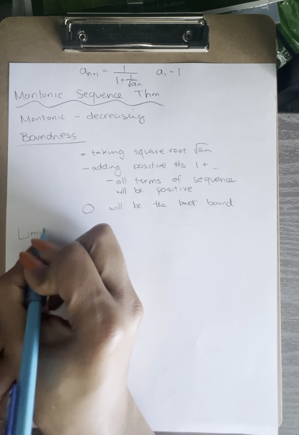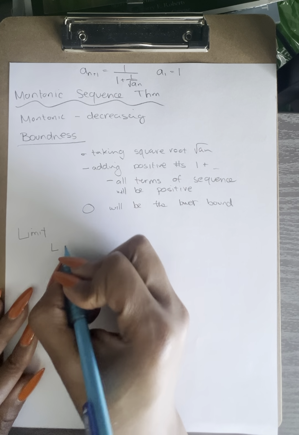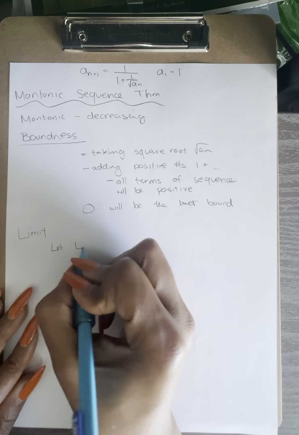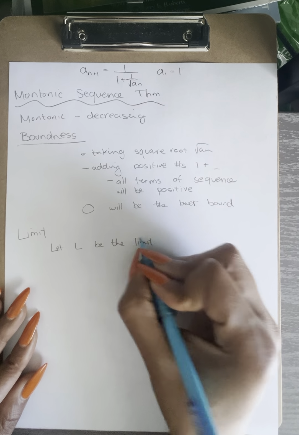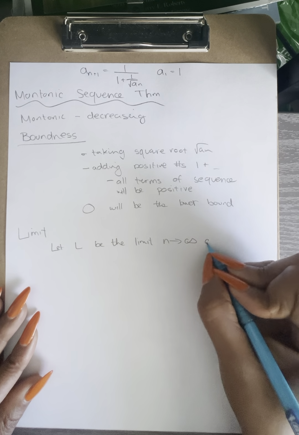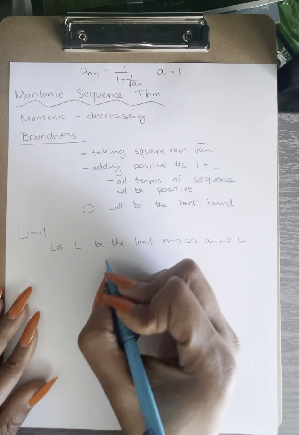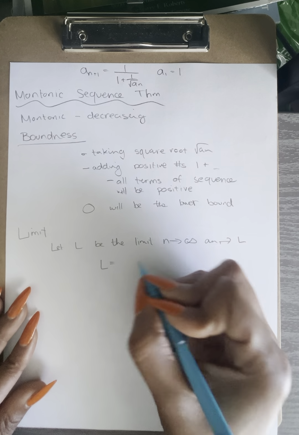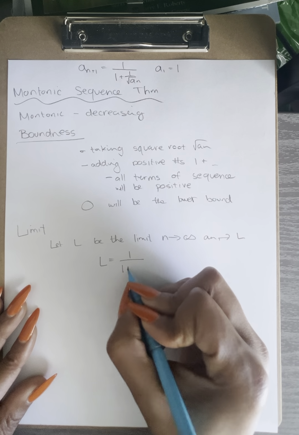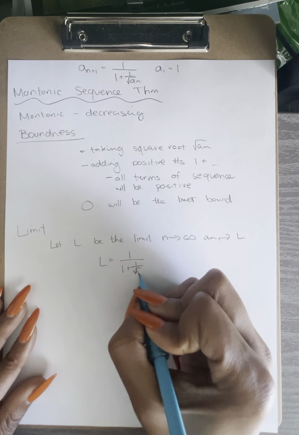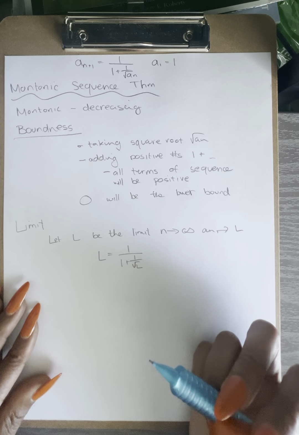So in order for me to find the limit, I'm going to let L be the limit. As n approaches infinity, my sequence is going to approach some limit. And in order for me to find that, I'm going to set my L equal to my recursive formula, 1 over 1 plus 1 over root L. And in order for me to find the value of my limit, I need to solve for L.